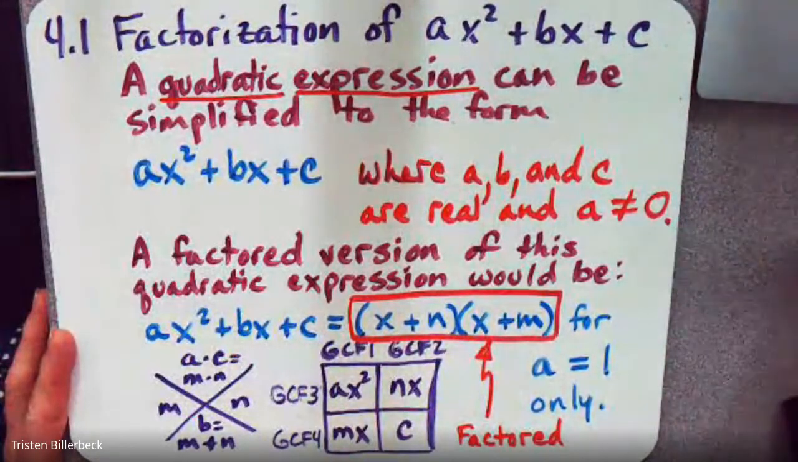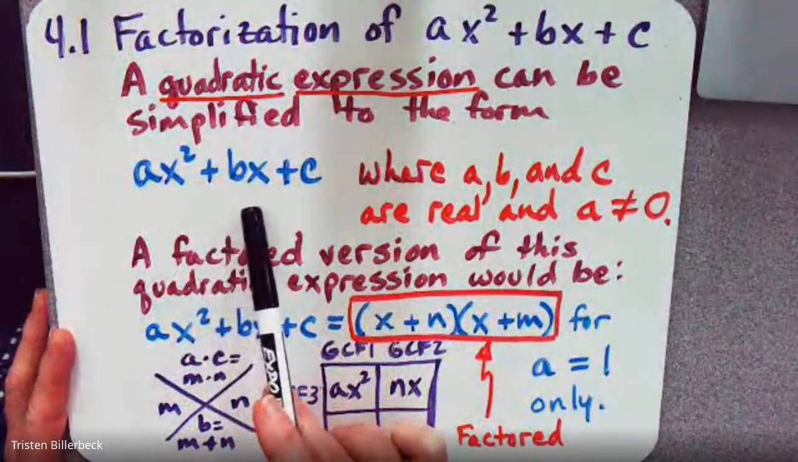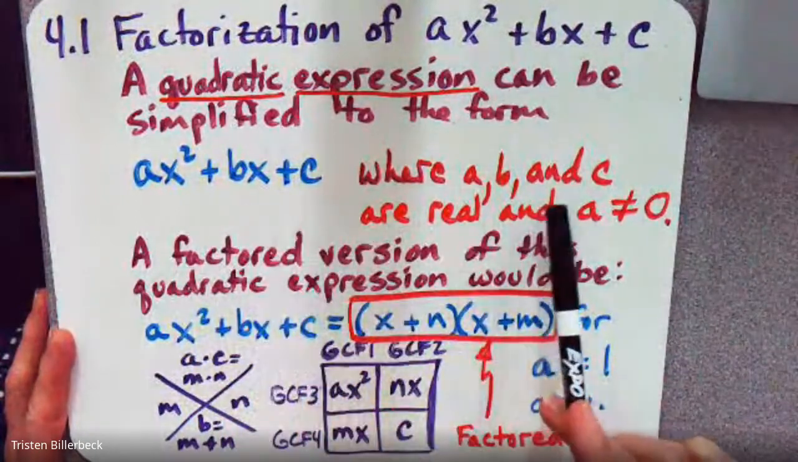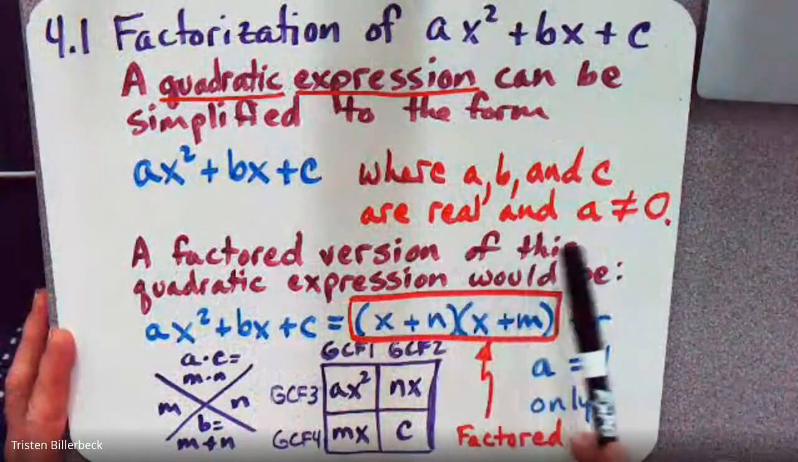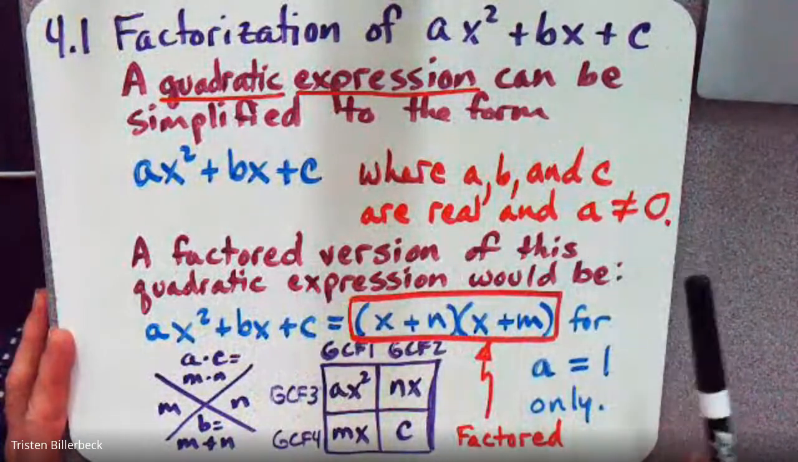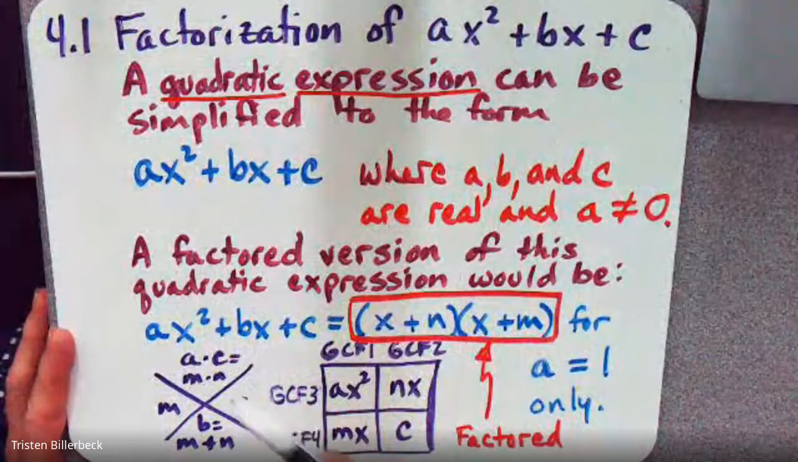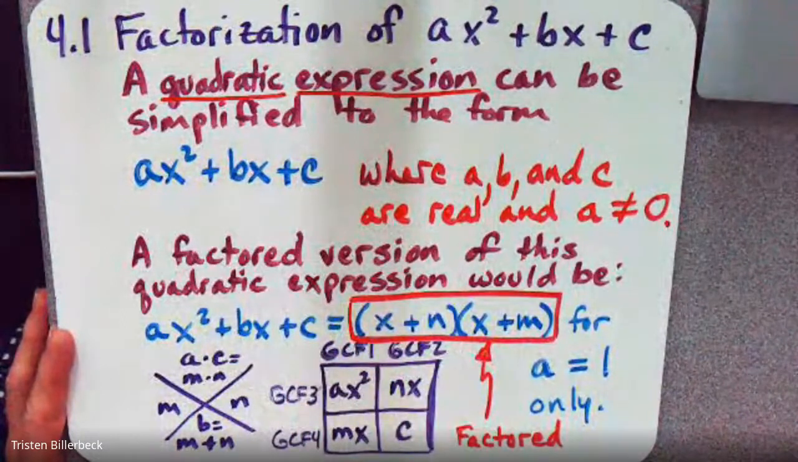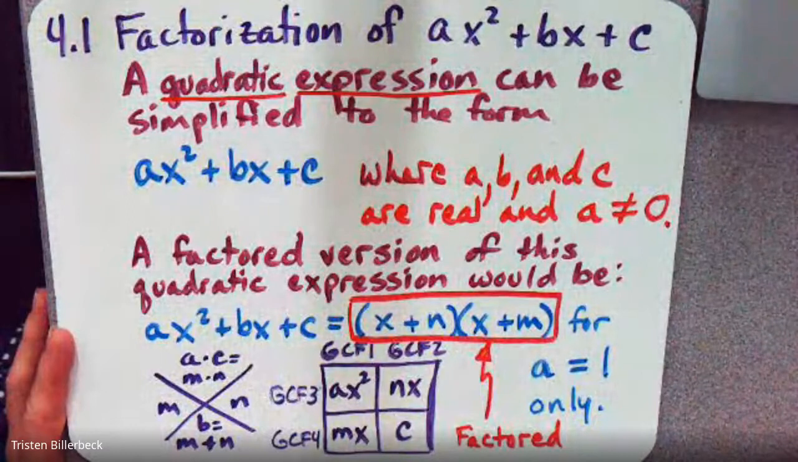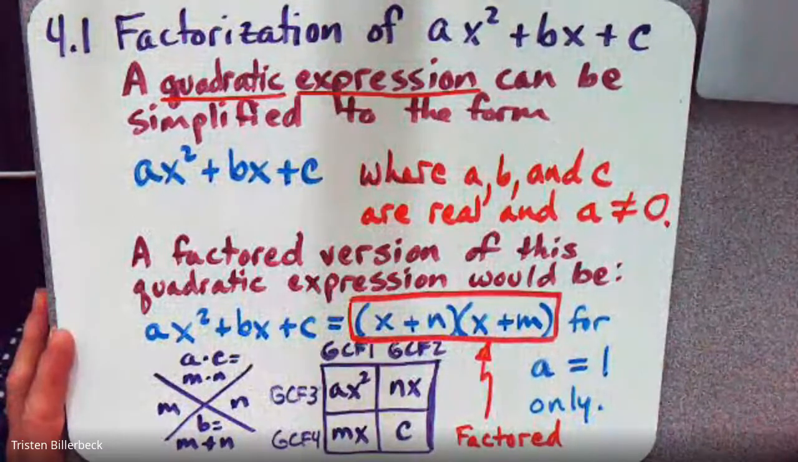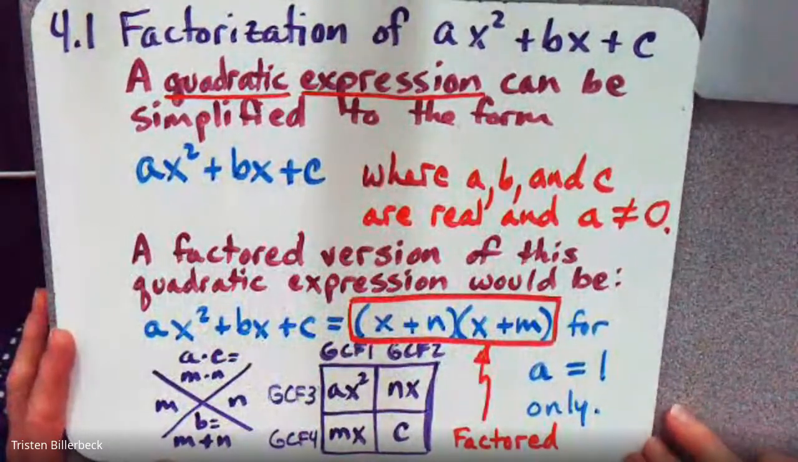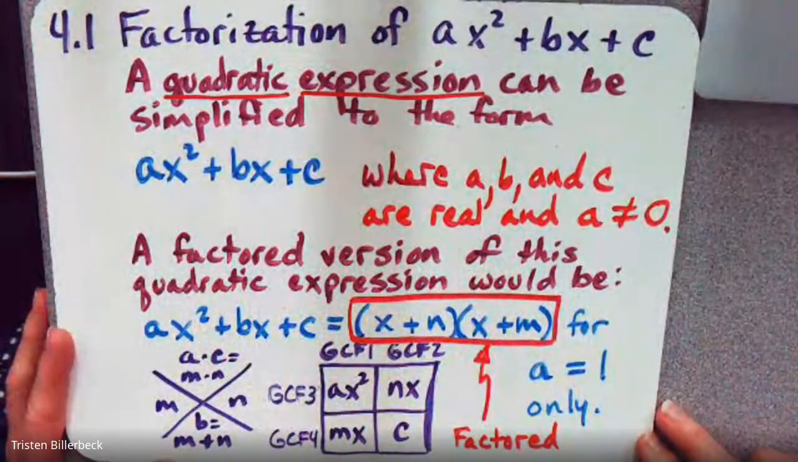A quadratic expression can be simplified to the form ax squared plus bx plus c, where a, b, and c are real and a does not equal 0. So these are real numbers, a, b, and c. Real means that they aren't imaginary. Believe it or not, mathematicians do have imaginary numbers. So these are real numbers.